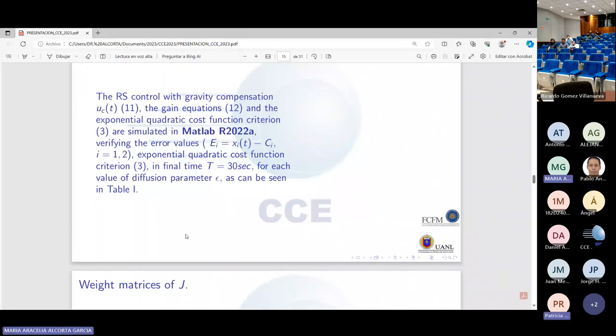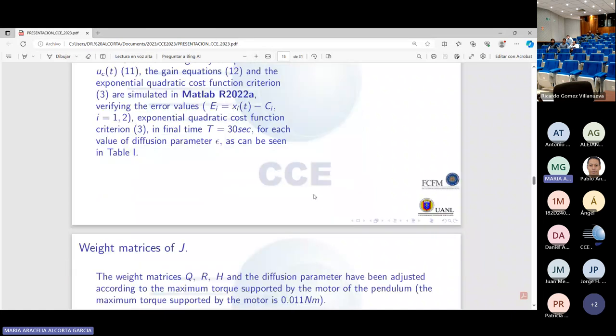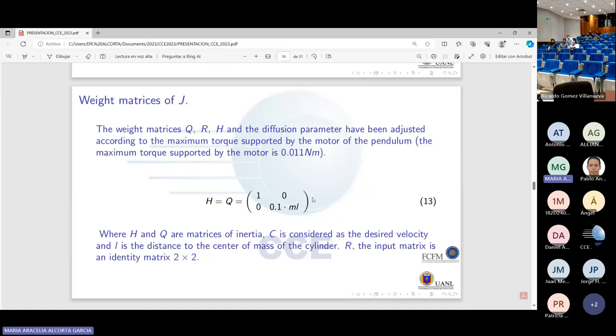Before table 1, we have another matter: the weight matrices which participate in the exponential quadratic cost function criterion. Matrices Q and H are given by equation 30. You can see that the mass of the pendulum and L participate, where L is the distance from the center of mass to the cylinder. And R is the input matrix, an identity matrix 2 times 2.